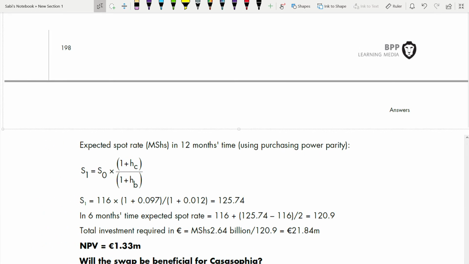Now, expected spot rate using purchasing power parity. Nice question. Why is expected spot rate in 12 months time using purchasing power parity, and forward rate was using interest rate parity? Why cannot we use interest rate parity here?